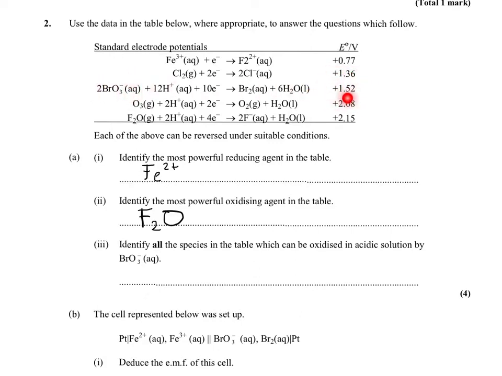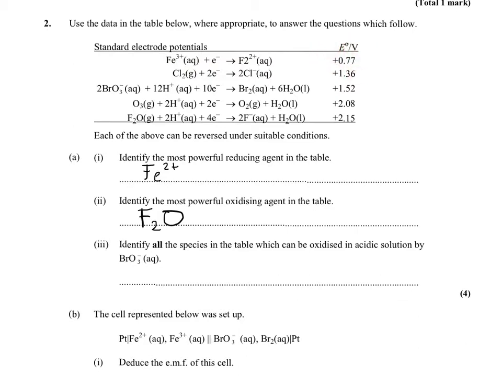If they're losing electrons, they're going to be more negative. I apologise. So identify all the species in the table which can be oxidized in acidic solution by BrO3-. That's going to be the ones that are more negative than the BrO3-, because if they're being oxidized, that means they're losing electrons. So BrO3- has an electrode potential of plus 1.52, and so the ones that can be oxidized are this electrode here, because that's more negative, and also this electrode here, because that's more negative as well.